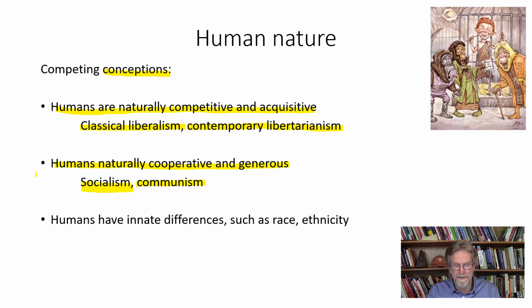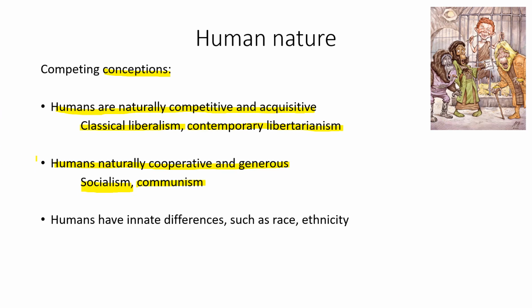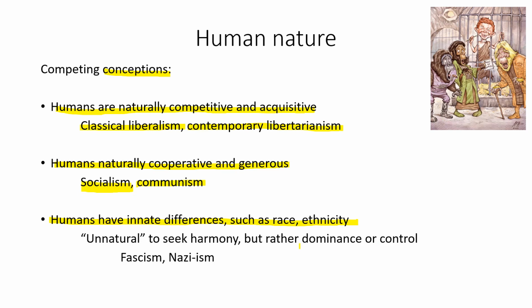And those have been relatively successful. Another concept of human nature that has had considerably more problems attached with it is that humans have innate differences, such as racial differences, ethnic differences, and that it is somewhat unnatural to try to seek harmony between these different groups of humans, but rather to pursue dominance and control over groups. And this is where fascism and Nazism had their roots.